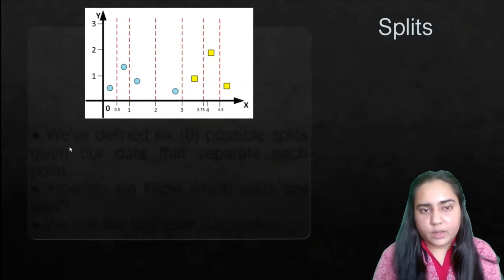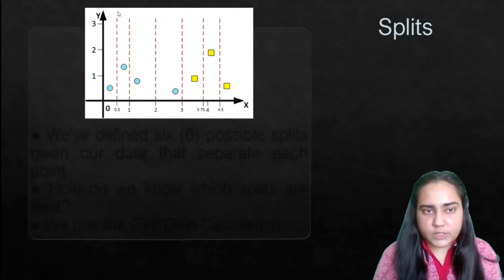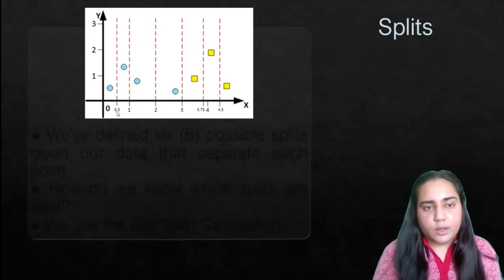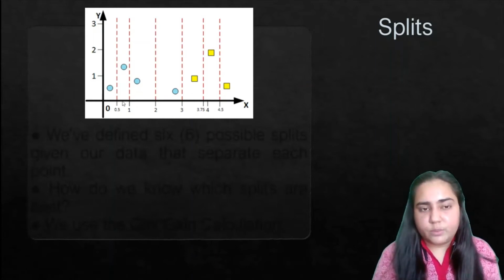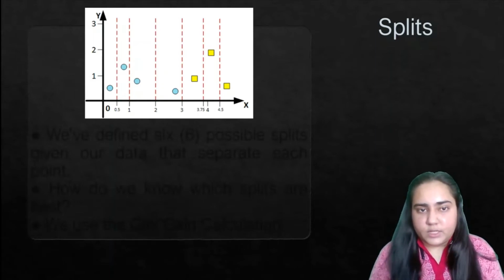So now here, it's the same kind of data set, but a little fewer points. You can see there are 4 blue, 3 yellow. And what I've done is for each data point, we've created one split. So you can see this blue one is in one split at 0.5. The second blue one is between 0.5 and 1. This one's between 1 and 2, 2 and 3. This is right here, 3 and 3.75. This is between 3.75 and 4.5, and this is beyond that. So this is the way we have created splits.